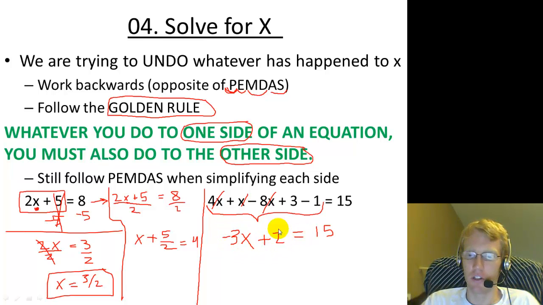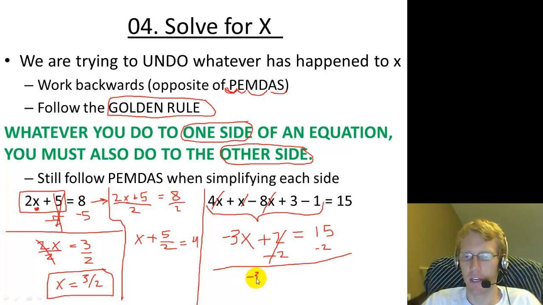So the first thing to do is work backwards again, so we'll subtract 2 from both sides. Those cancel. We have negative 3x equals 15 minus 2, which is 13. And the last thing we'll do is divide by negative 3. Divide by negative 3. And you should really show each step on both sides of the equation. That will really help you prevent mistakes and make it easy to follow your work and see what you've done.